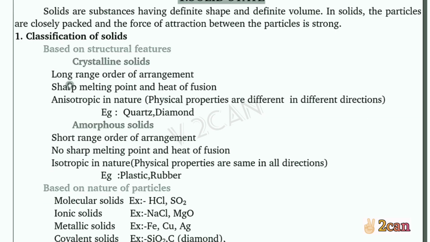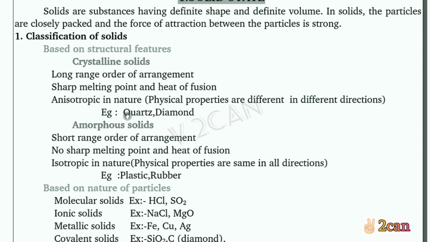In crystalline solids, there is long range order of arrangement, whereas in amorphous solids, there is short range order of arrangement. Crystalline solids have a sharp melting point and heat of fusion, while amorphous solids have no sharp melting point and heat of fusion. Crystalline solids are anisotropic in nature, while amorphous solids are isotropic in nature. Anisotropic means physical properties are different in different directions, whereas isotropic means physical properties are the same in all directions.